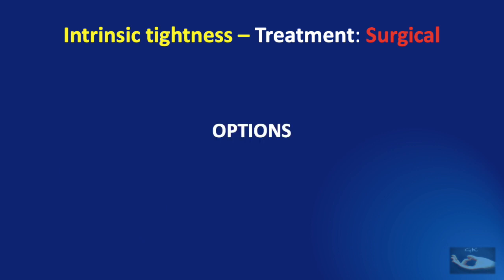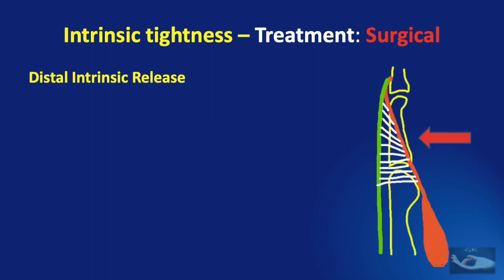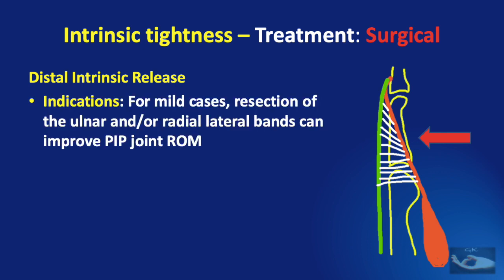I shall describe all the options one by one and then finally discuss which procedure needs to be done for which condition. First, we shall consider the distal intrinsic release. This is indicated for mild cases, and resection of the ulnar or radial side lateral bands can improve the proximal interphalangeal joint range of motion. As we have seen, in the mild cases, it is only the proximal interphalangeal joint that is involved.